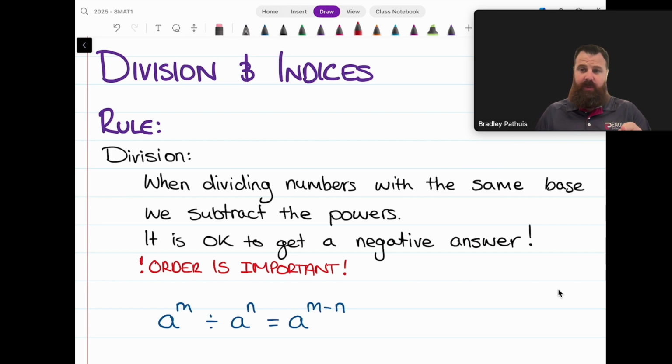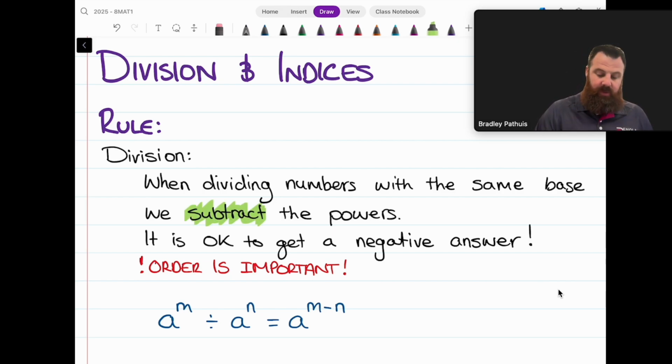Our last lesson before this one, we looked at multiplying numbers with different powers, and we looked at the pattern there. The pattern we found when we multiplied algebra with different powers, but it's the same letter or the same number at the base, the shortcut was we added the powers. So when we multiplied numbers with the same base, we added their powers. Well, because division is the opposite of multiplication, when we divide numbers with the same base, we subtract their powers.